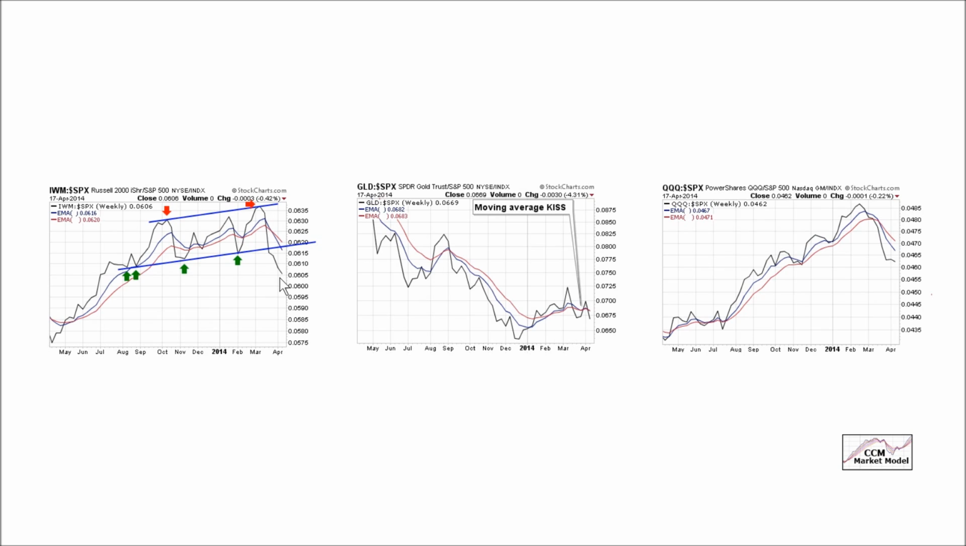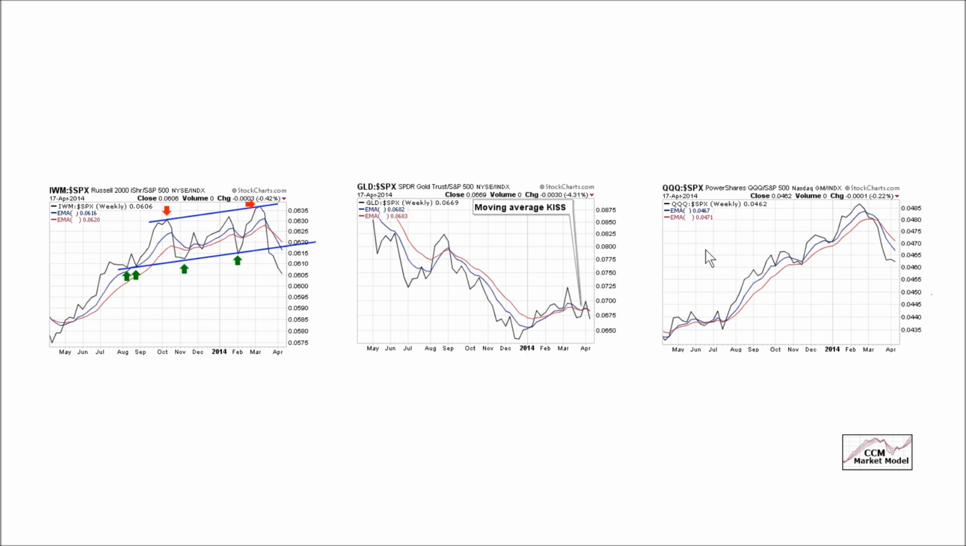We prefer to see this cleared up. Gold is rolling over again relative to the S&P 500. This looks more like a deflationary environment. All things being equal, stocks do better when inflation is moving in this direction.